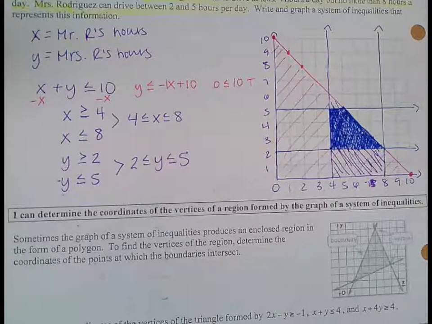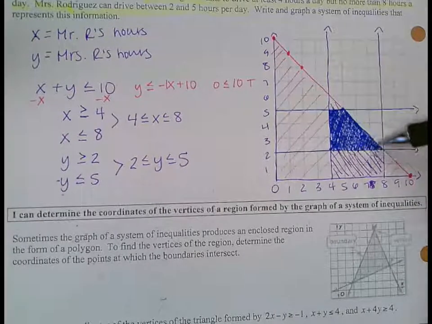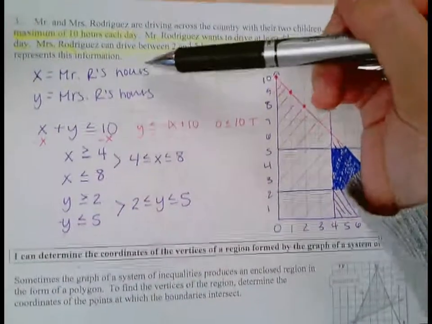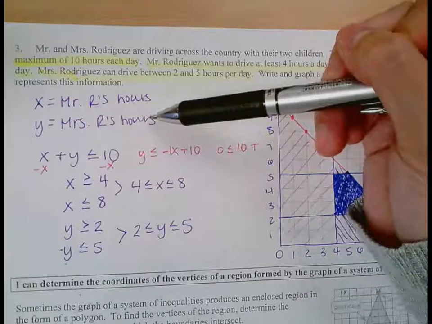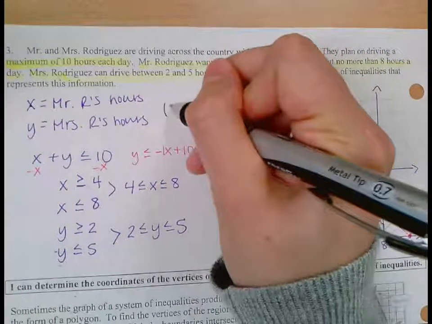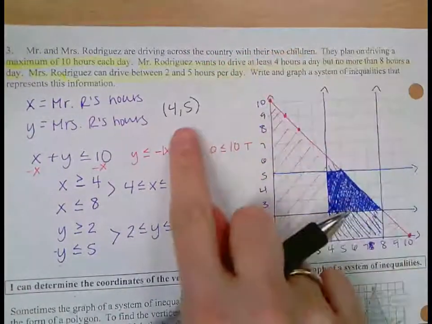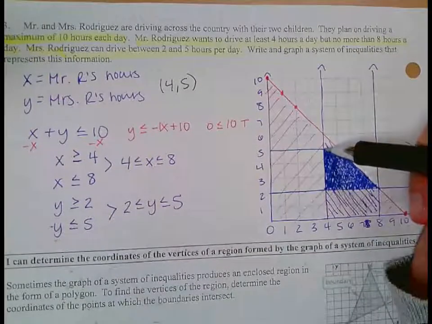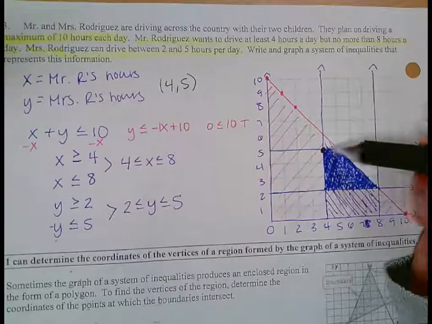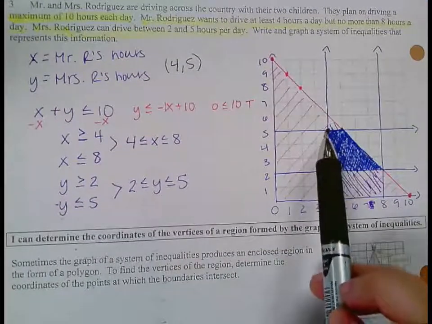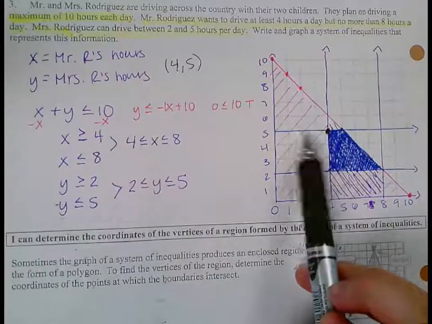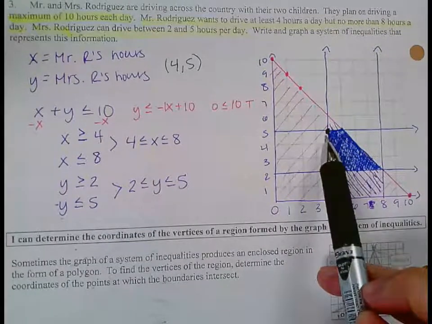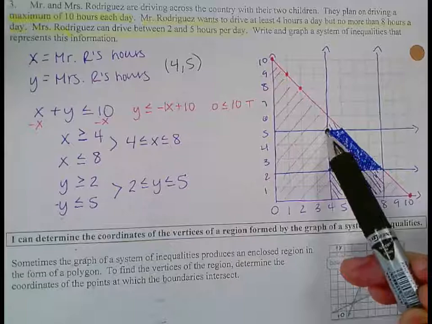Okay, so realize the shaded area, these are all the ordered pairs that are solutions. So let's say Mr. Rodriguez drives 4, Mrs. Rodriguez drives 5. If we were to check if that would work, we could find the ordered pair 4, 5 on the graph. And it is here at this upper corner, but because the lines are solid, that means the lines are shaded, if you want to think of it that way. So that means it is a solution.